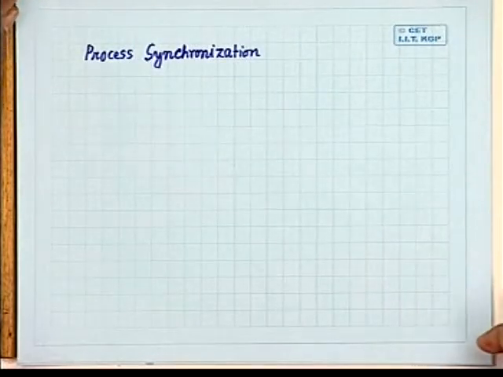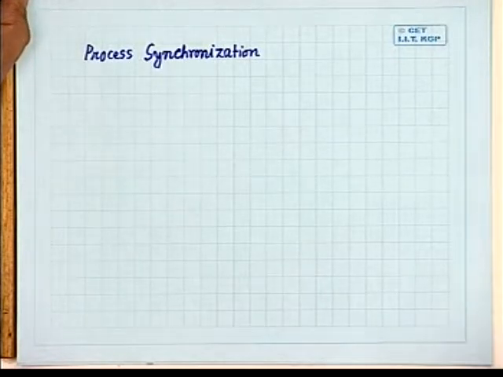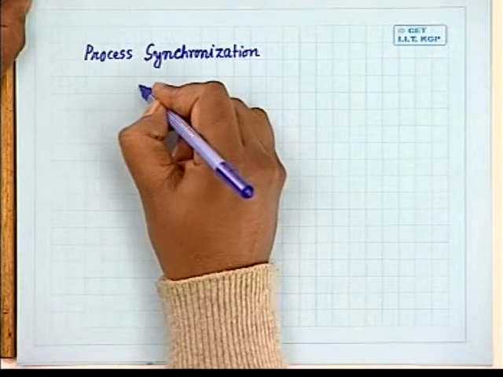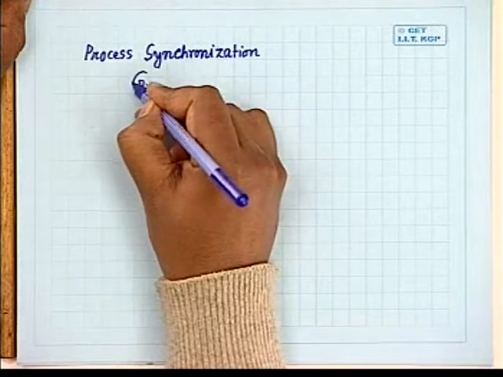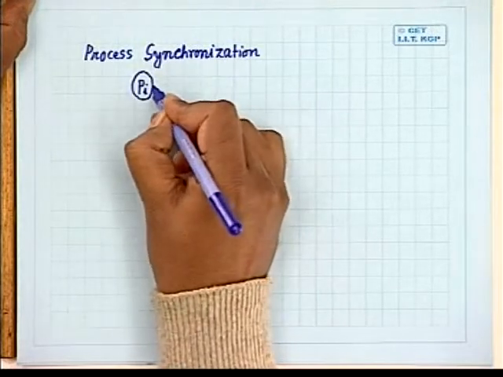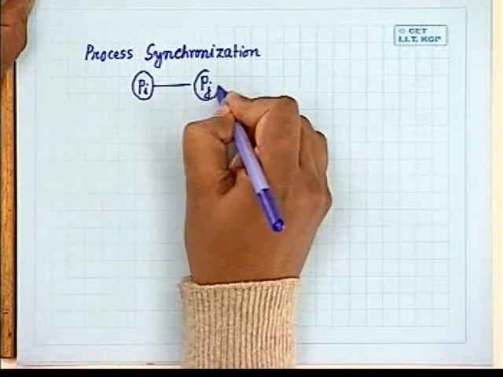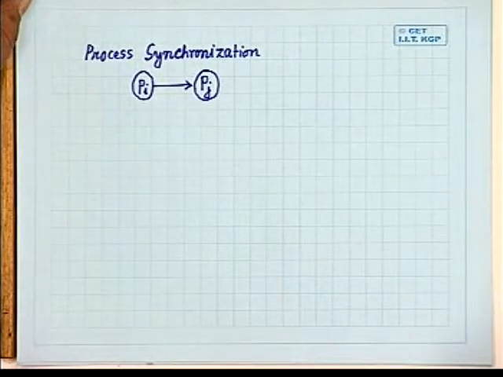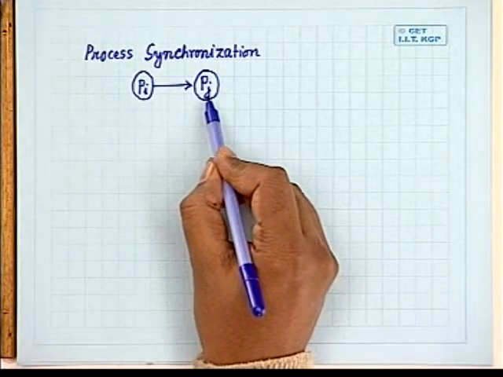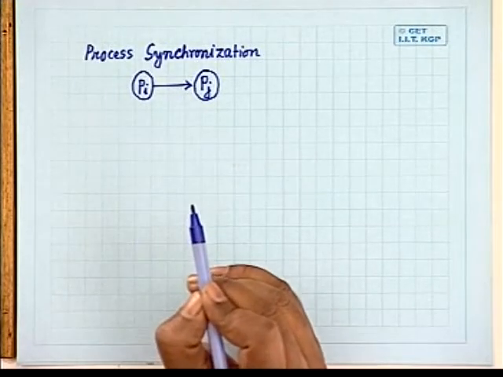Now, what do we mean by process synchronization? Say you come back to the precedence graph that we have said earlier. I can have a precedence graph something like this, that Pi has to precede another process Pj. That means the process Pj can be executed only after the execution of process Pi.